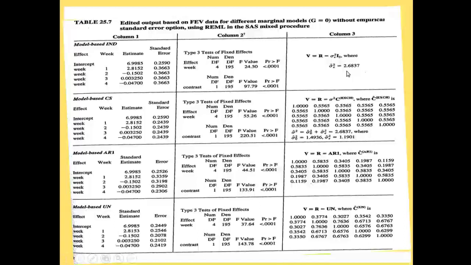But look at the second one. I don't know how well you can see it. I can't really figure out how to blow this up. I should have, but I didn't. Can you see this number in here? Anybody see what this number is? 0.5565. The number next to it is also 0.5565. All these are the same. This is model-based compound symmetric. Why are they all the same?